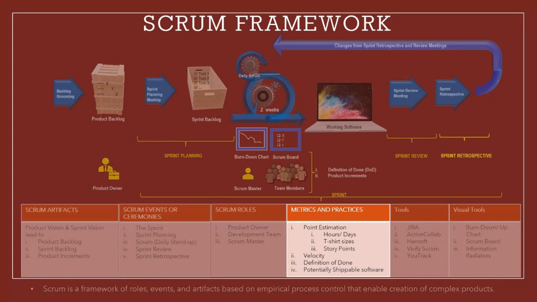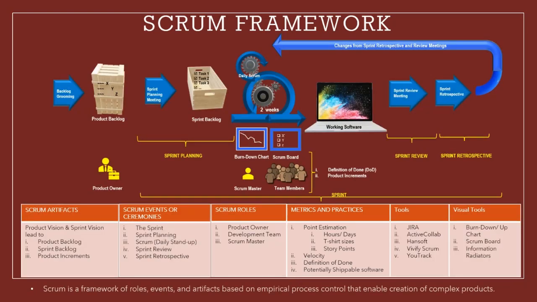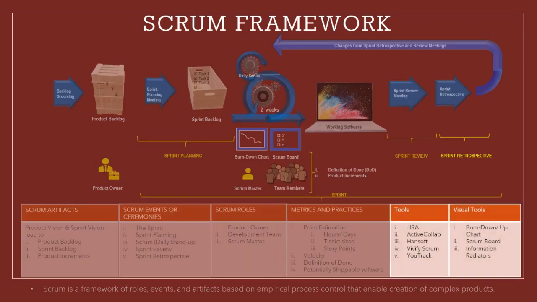Next, definition of done. The definition of done for any Scrum team is mainly used to assess when work is complete on the product increment. Next, the potentially shippable product. The potentially shippable product is the value delivered to the customer via the product backlog items which are completed during a sprint. The last critical factor in Scrum are tools or visual tools.